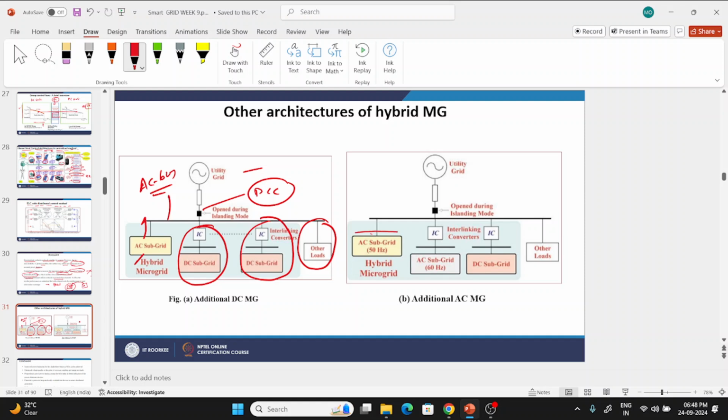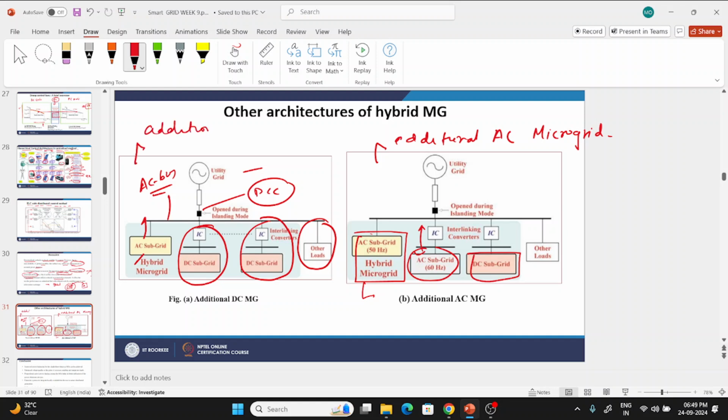Like this is an already installed microgrid. Then another microgrid is there which is at 60 hertz. So now the frequency matching will be done through the converter. DC microgrid. In this there is an additional AC microgrid. Okay. In this, an additional DC microgrid. These are all various architectures of the microgrid which you can see in any practical application.